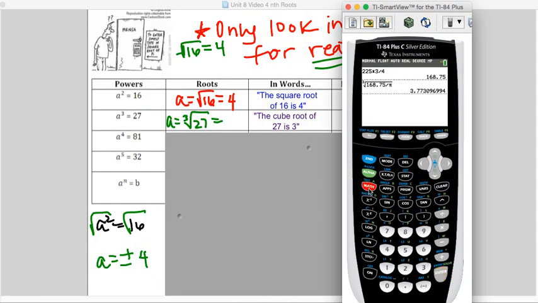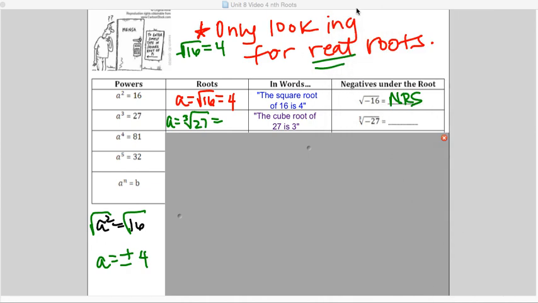So we go math, cube root, option 4, of 27. It's essentially asking what number multiplied by itself three times gives 27? 3 times 3 times 3 is 27. So that answer is 3.